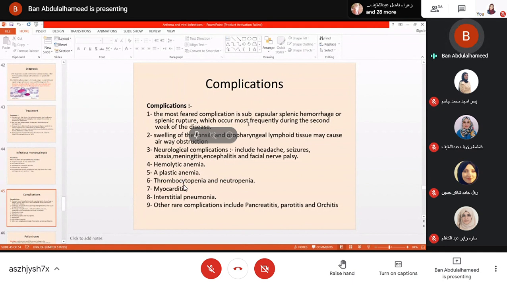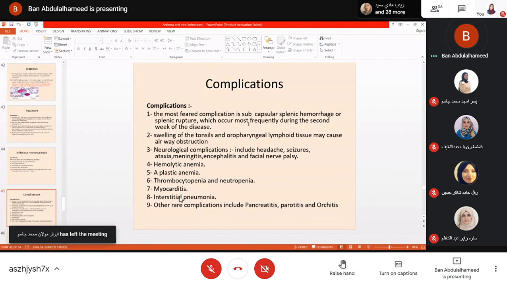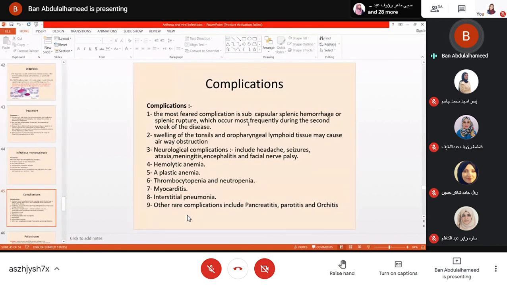Thrombocytopenia, which is a decrease in the platelet count, and there is also a decrease in the neutrophil count and development of neutropenia. Other complications include involvement of the heart in the form of myocarditis, development of pneumonia, and rare complications like pancreatitis or parotitis. All these are the complications of infectious mononucleosis.